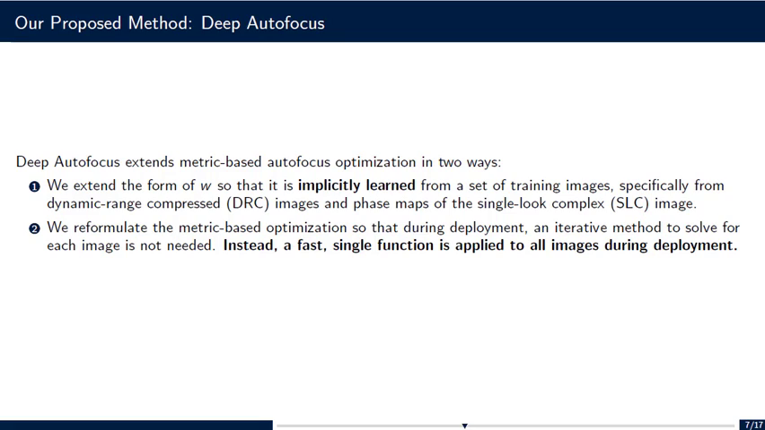The method we propose, which we call Deep Autofocus, extends the metric-based optimization model we just showed in two ways. One, we extend the form of the weighting function W so that it is implicitly learned from a set of training images. In this way, each image is no longer autofocused independently. You can think of it as what is learned by autofocusing one image can be leveraged to autofocus another image. And two, we reformulate the optimization problem so that the compute burden is shifted to the training procedure, and during test time, only a single iteration or function call is needed to autofocus each image.